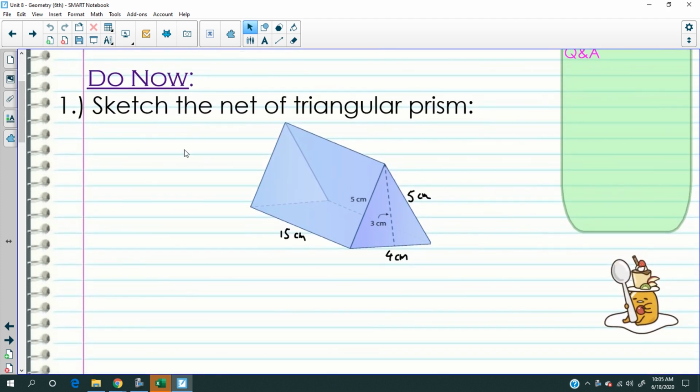So let's see. All right, so the question is I would like you to sketch the net of this triangular prism. Okay, so go ahead, take a few moments. All right, press pause, and then when we come back, we'll go over it.